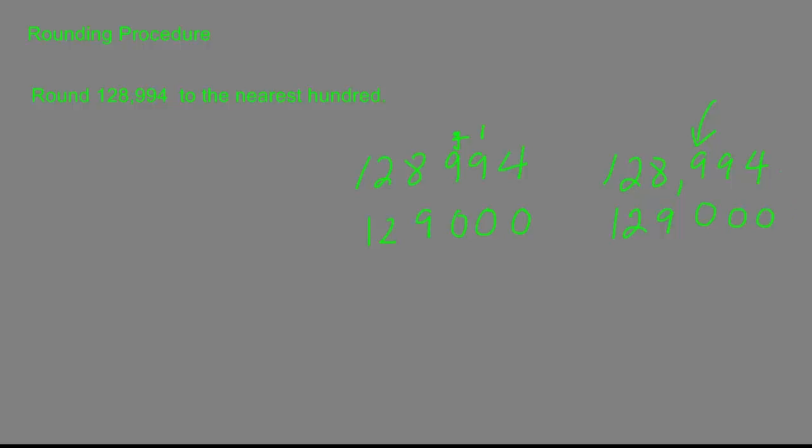And again, it makes sense because 128,994 is closer to 129,000 than to 128,900. So in this case, we would write that 128,994 is between 128,900 and 129,000.